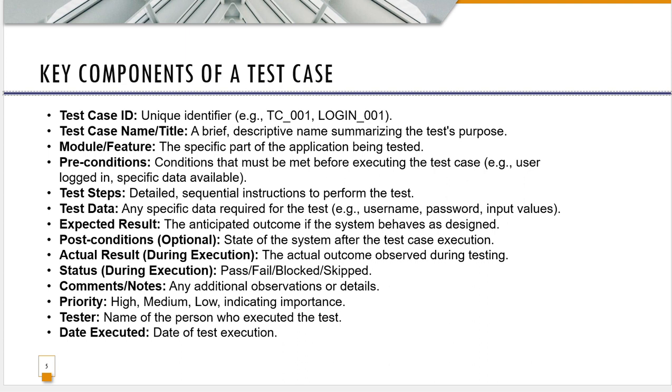And the actual result. During the execution, while we are doing the testing, the system will produce a result. It should match the expected result, or it may show some failures, or it may not accept your prerequisite details. So that's the actual result, the actual outcome observed during the testing, what you actually observe when you are doing the testing.